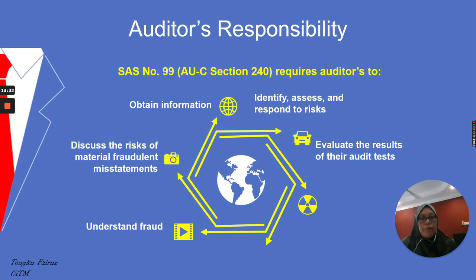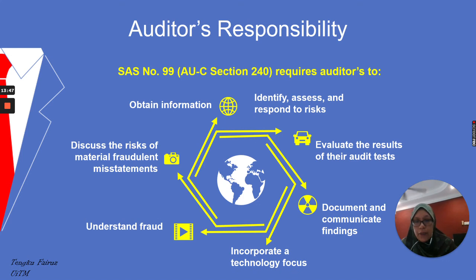Okay, they can evaluate. And then second last, they need to document and communicate the findings, okay, to the management and also to the audit committee. Alright, then the last one, incorporate the technology. So they also can use the technology to design the fraud auditing procedure, okay, by using this technology. So they can use these opportunities. Alright, okay, so that's from SAS number 99.